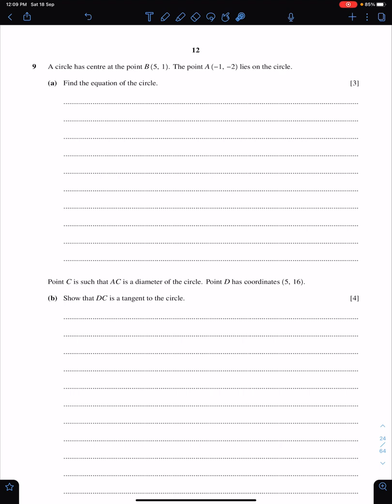A circle has center at the point 5, 1 and the point A lies on the circle. So this is the rough sketch of the circle, with center at 5, 1 and point A is here. A is -1, -2, and the center has coordinates 5, 1.